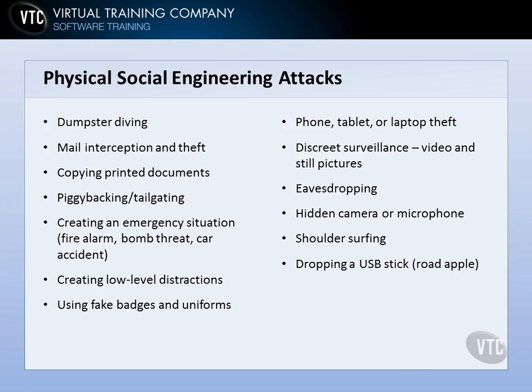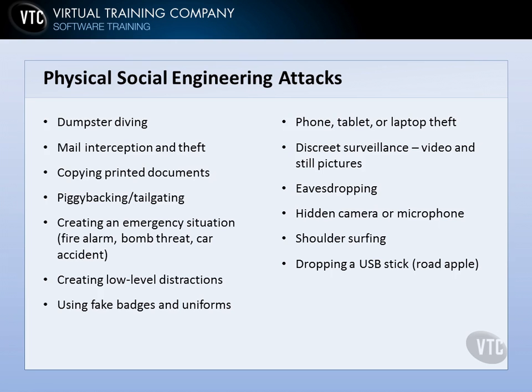Attackers could also cause seemingly innocuous situations like a car accident, maybe bumping into a car in a parking lot, causing a person to have to get out and get their insurance paperwork out, call the police, and do a report. They may create low-level distractions like stealing a purse or causing someone to lose their wallet or something like that. They may use fake badges and uniforms to get into a place so they can get physical access. They also may steal phones, tablets, or laptops. A, hoping to get information off of them, but B, just so that the person won't have them. That could be denying them information that they need to do their job.